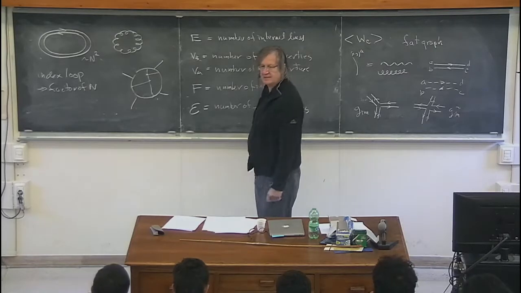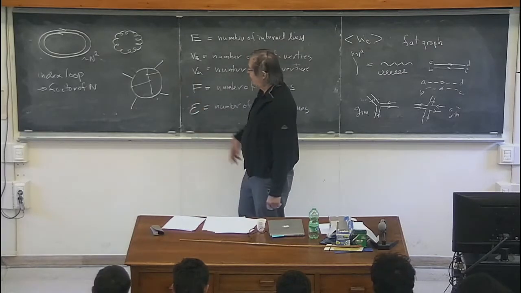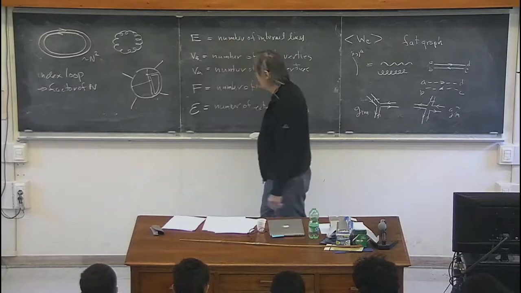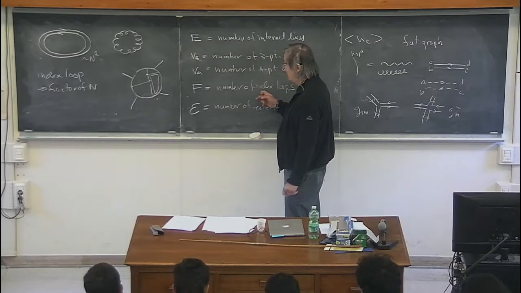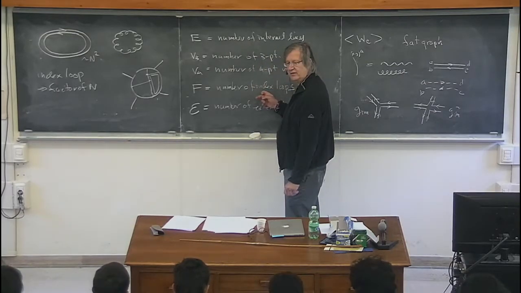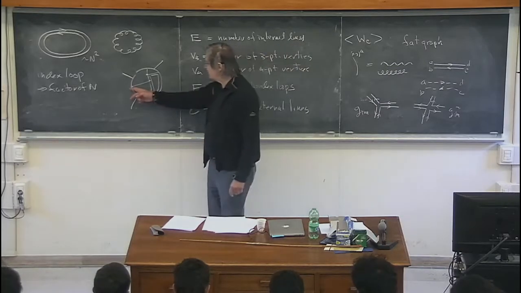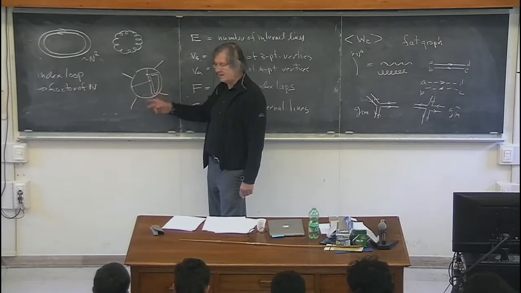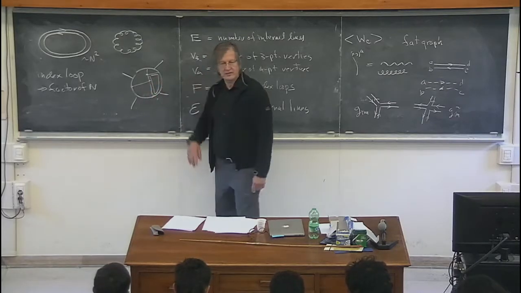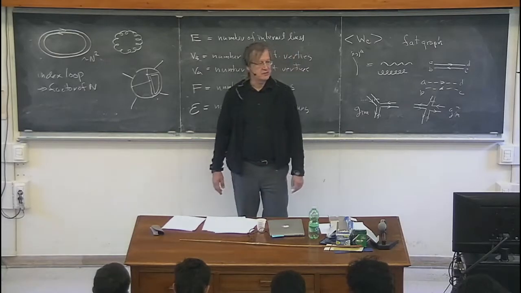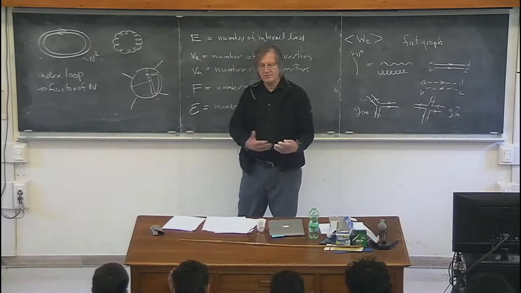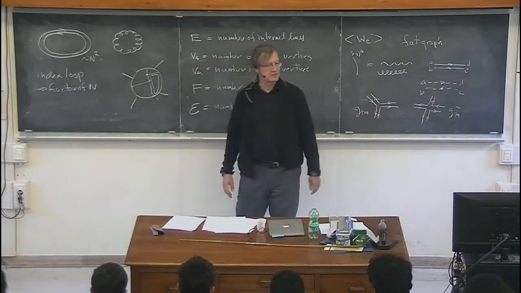And then faces, index loops. When you fatten this to a fat graph, inside here will be some number of index loops like this. So this I would call an index loop. As an abstract graph, you can think of these as the following. The internal lines are what are called edges. The vertices are what are called vertices. And the index loops are what are called faces. And so you have a graph made out of three kinds of objects: vertices, edges between them, and then faces themselves.